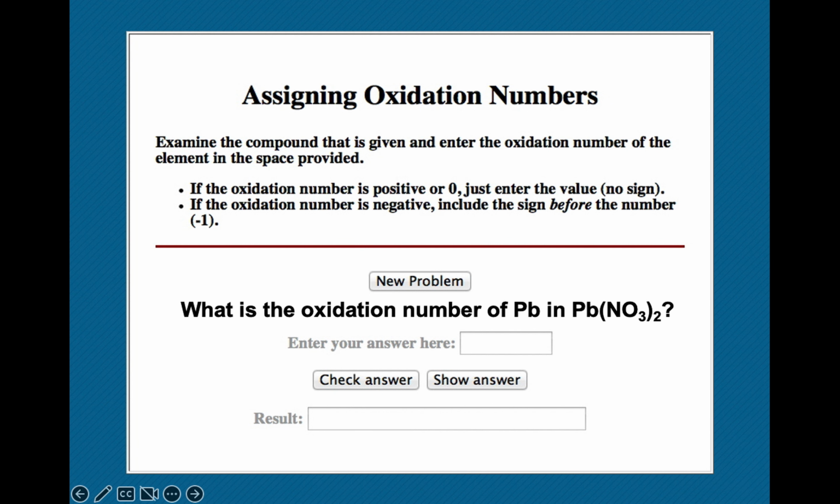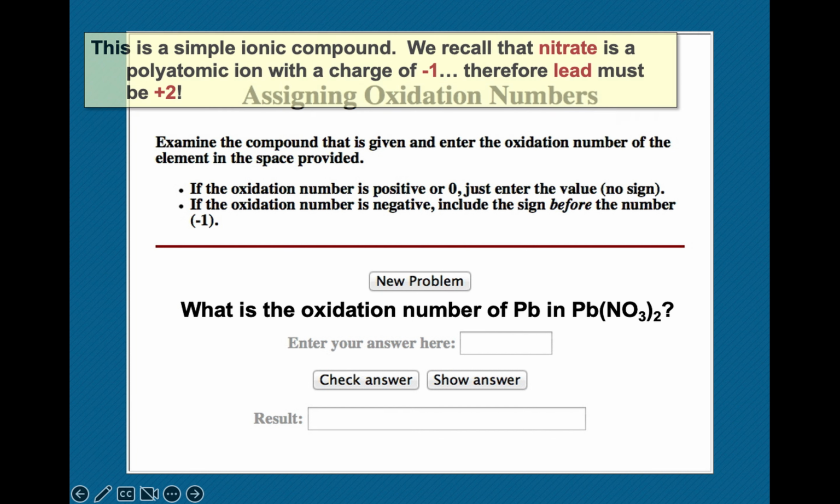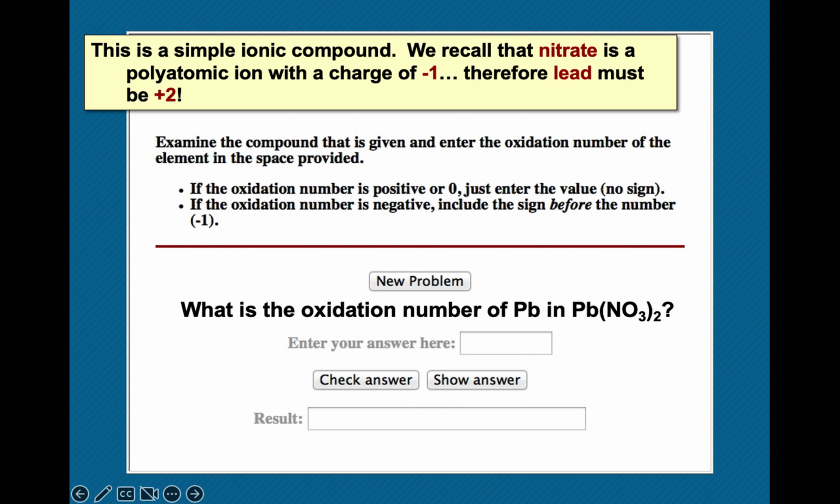All right, here's a tutorial. This one's simple. Oxidation number of lead in lead nitrate. This also appears on Blackboard. We look at lead nitrate and we say, gee, lead's a metal. Right? Lead's a metal. Nitrate is -1. The oxidation number is simply going to be the charge. +2. Lead is +2.